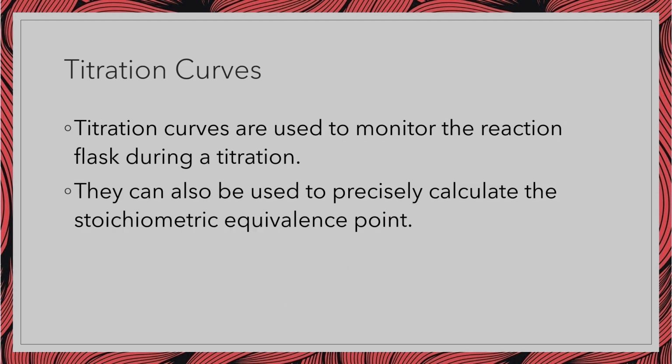Titration curves are used to monitor the reaction flask during a titration. So realistically, what we can do is plot the volume and pH and graph it, and from that we can then figure out the equivalence point. It can be a lot more precise than our indicators, because to change an indicator is a chemical reaction, and so that can affect our endpoint a little bit. So we can do it a bit more precisely with our pH probe.